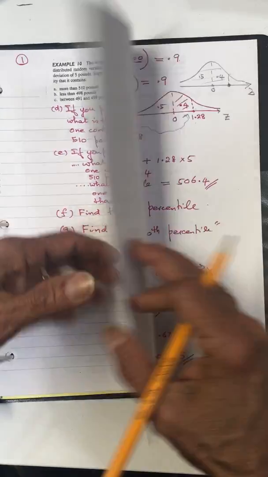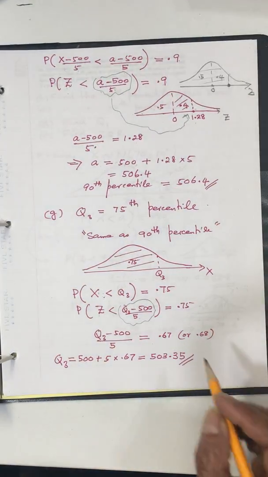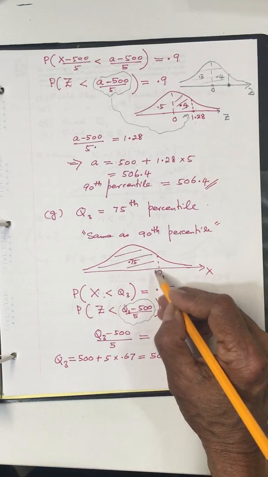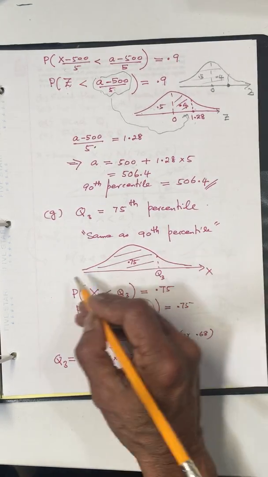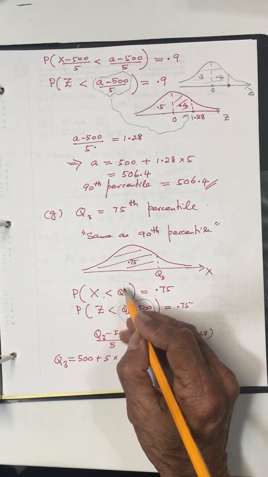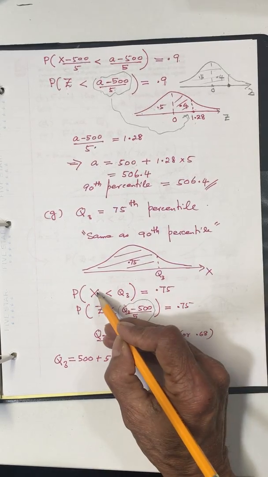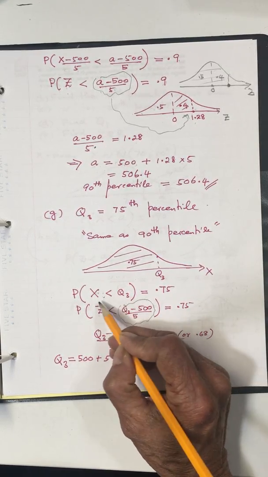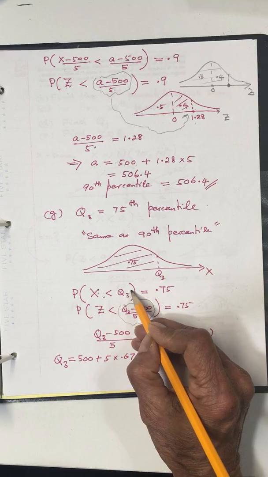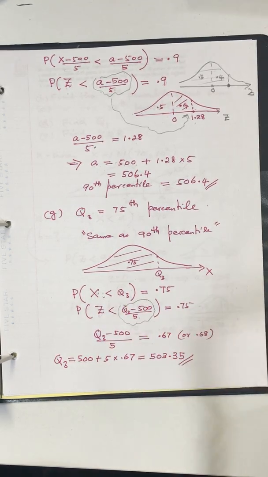So let us look at this. Find Q3. If you want to find the 75th percentile, you want the Q3 value leaving 75% below. So X less than Q3, this is the 75th percentile, and the area should be 0.75. So you convert this into Z, which is X minus mu divided by sigma.